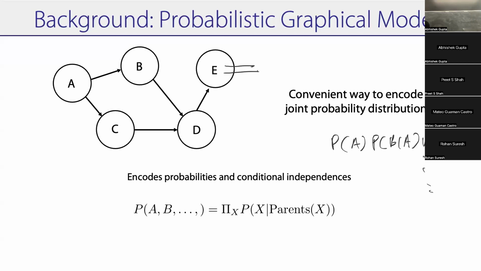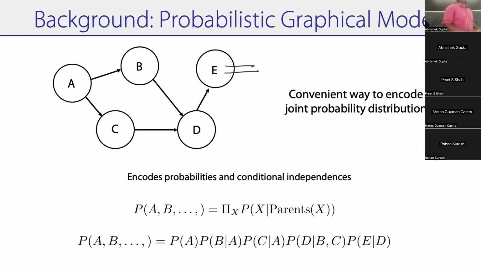It tells me that the way I'm going to factor this joint is very specific. I'm going to write it as P of A times P of B given A times P of C given A times P of D given B and C times P of E given D, right? So it's like take every node and it only depends on its parents. And so you can think of B as independent of A given C, right? It's encoding conditional independences in your joint.